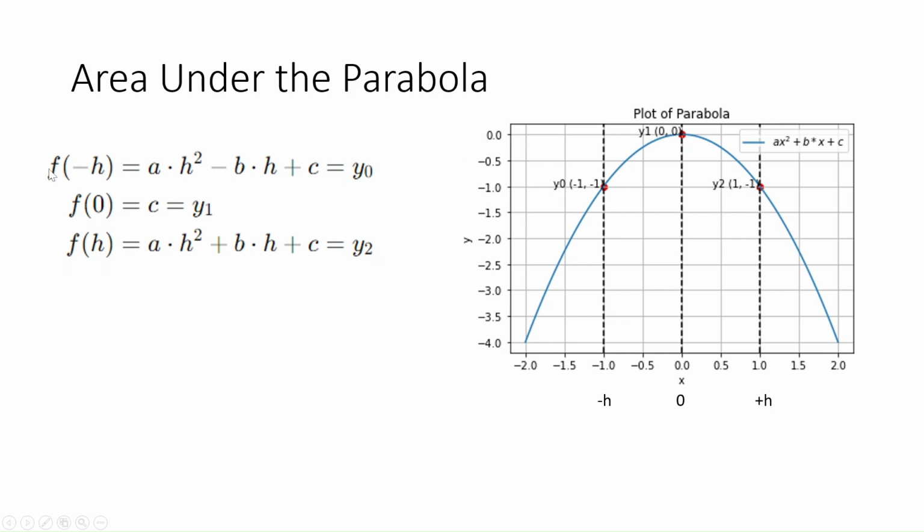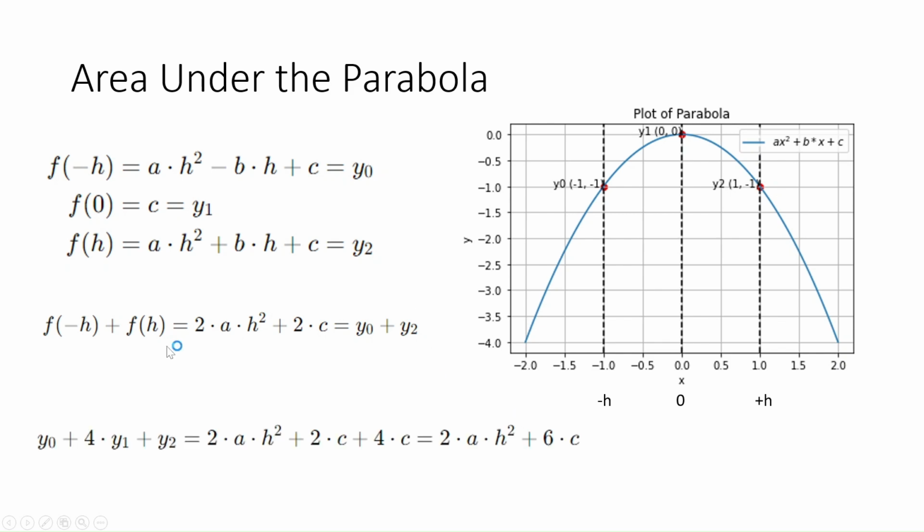The first one is that I'm going to add equation 1 and 3 together, and the end result is that this bh is going to get cancelled out. This is what is depicted here. I have added these two equations, and what remains is 2ah squared, and the same is the case with 2c. C becomes twice, and this term cancels out, which is also equivalent to y0 plus y2.